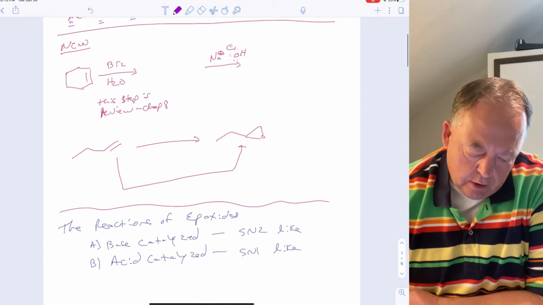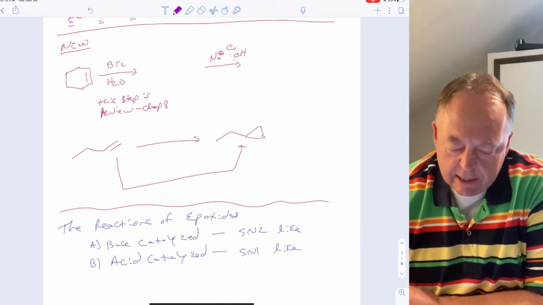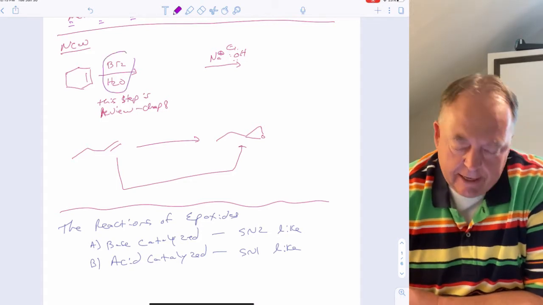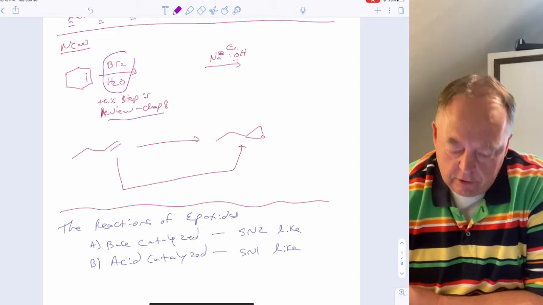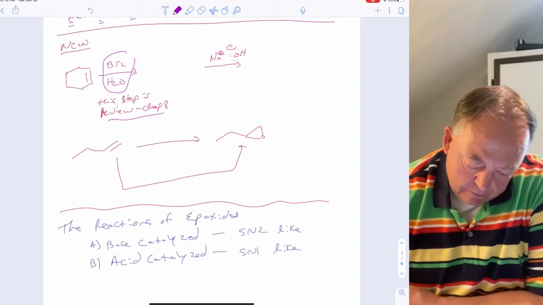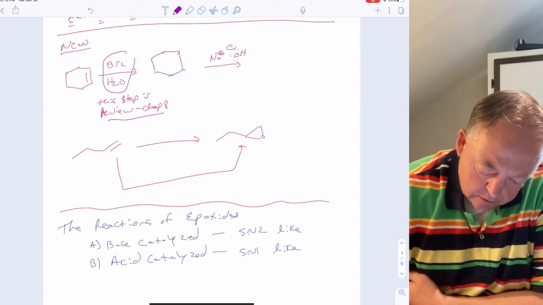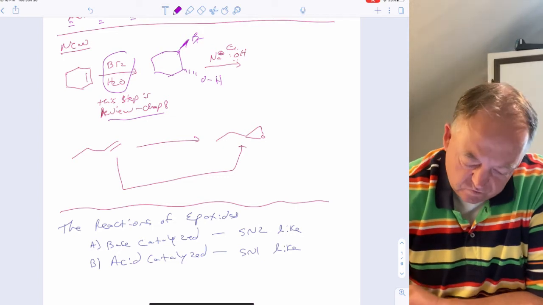In this chapter we'll look at one new way to make epoxides, a two-step sequence of reactions. The first step is an old reaction. If you take an alkene with Br2 and water, that's a reaction from chapter 8. If you remember, what happens there is that it adds bromine and OH across the double bond, anti to each other.